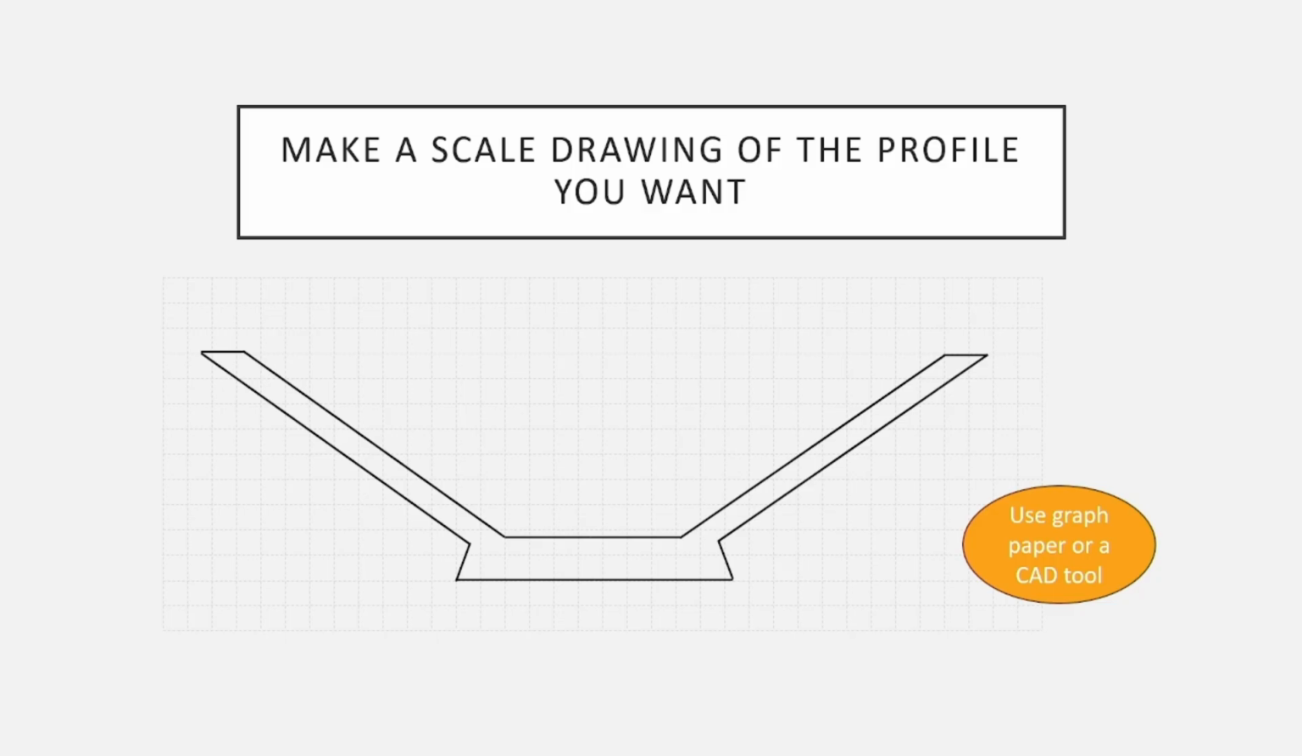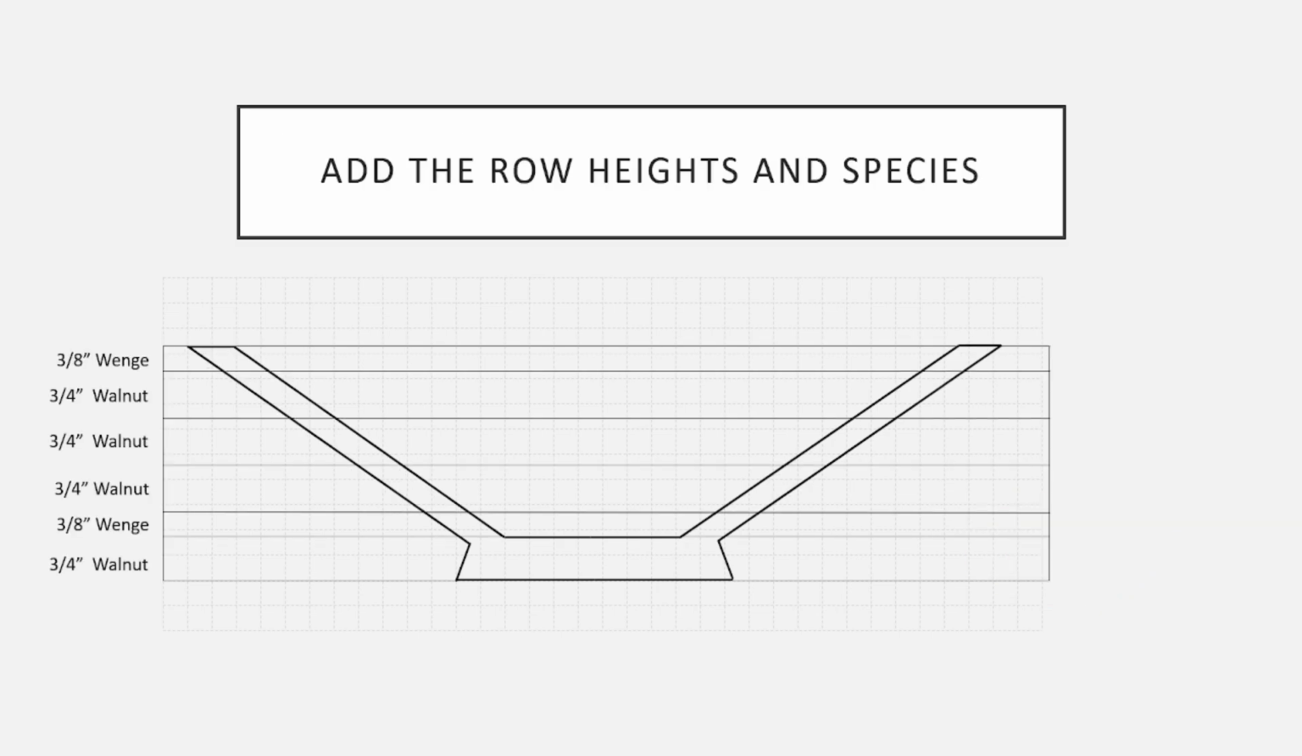All right, so you come up with a profile for the bowl, and you do it on graph paper, or you can use a CAD tool. The first couple I did, I used SketchUp. There's a free version of SketchUp out there. I think it's SketchUp 2017 or something. Anyway, you come up with this profile of what you'd like to see. Then you add in your row heights and the species. So I happen to know that I wanted a bowl that was roughly 12 inches across at the top and about a third of that for the base, keeping with that ratio out there that somebody was talking about.